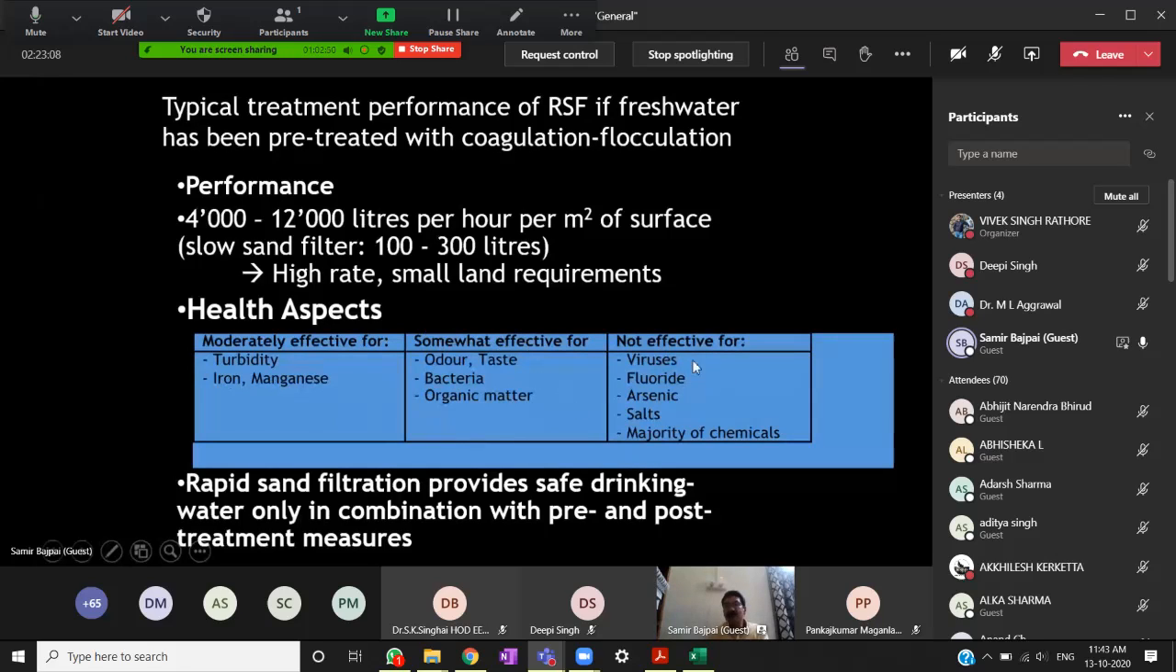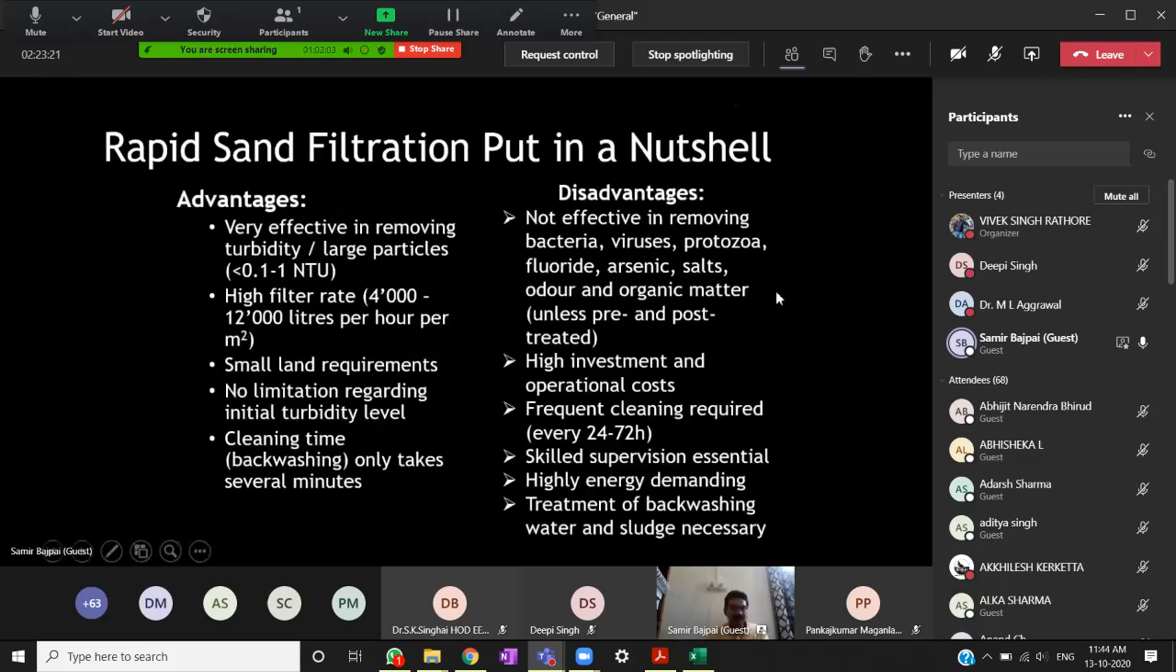It is not at all effective for viruses, fluoride, arsenic, salts, or the majority of chemicals which are in dissolved form. So you need to go for disinfection compulsorily after rapid sand filtration. And rapid sand treatment you can't operate without coagulation and flocculation. Of course, a small area is required, and it is very effective in removing turbidity and large particles, particularly after coagulation and flocculation. For cleaning, only half an hour, 15 or 20 minutes, and you can put the filter back into operation.